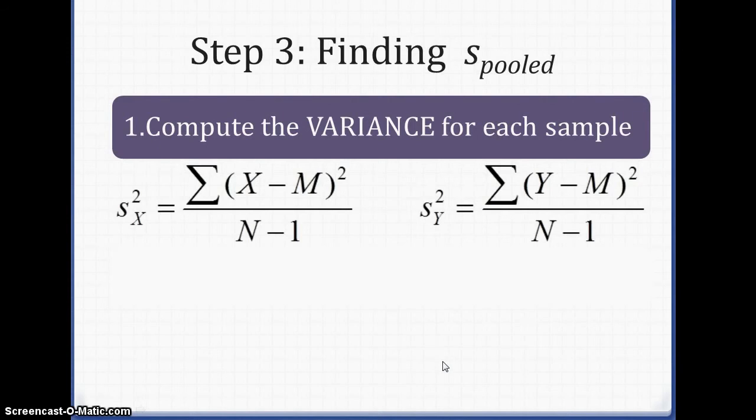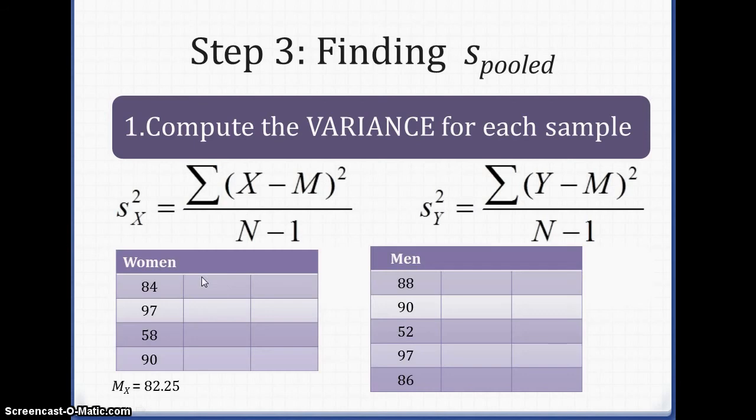So the first step in finding our standard error for our test is finding S pooled. So we compute the variance for each sample independently. So we get a variance for men and a variance for women. So here we have our scores for women. We have the mean score for each woman. And we also have our scores for men and the mean score for each man.